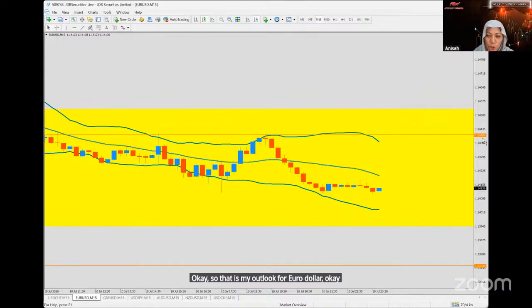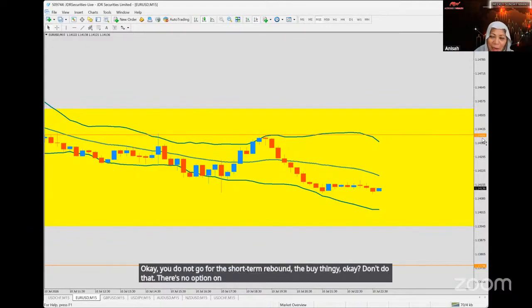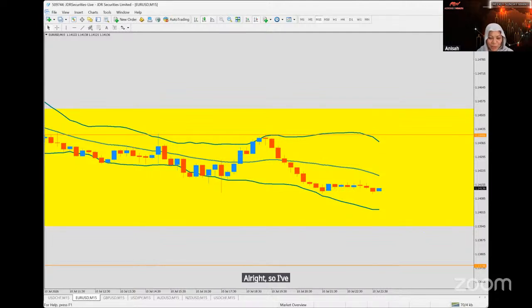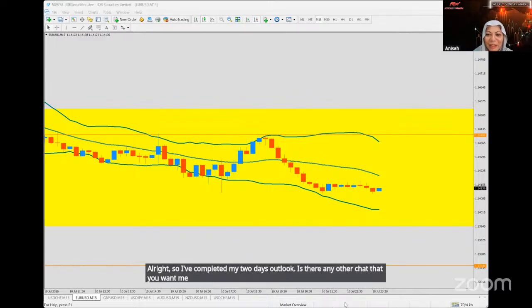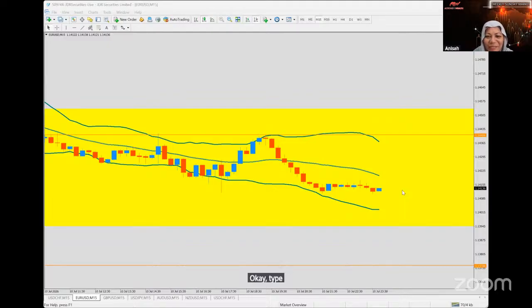Euro dollar short, short, short. You do not go for the short term rebound, the buy thingy. Don't do that. There's no option on this particular pair. All right, so I've completed my today's outlook. Is there any other chart that you want me to look at? Type in the chat box. Any other pair?